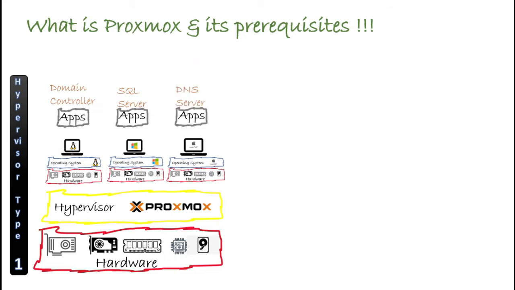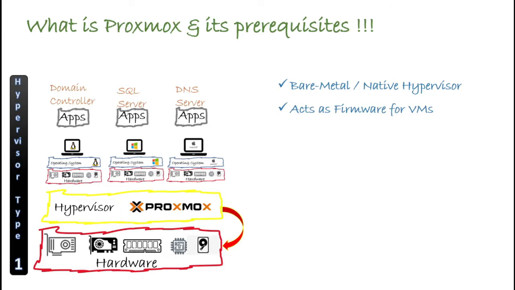Proxmox is a type 1 hypervisor. And if you don't know what type 1 and type 2 hypervisors are, please watch my video which I have shared on the I button above, and the link is in the description also. As Proxmox is a type 1 hypervisor, it is bare metal, also called a native hypervisor. It acts as firmware for VMs.